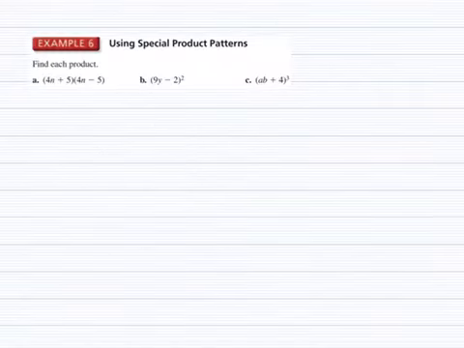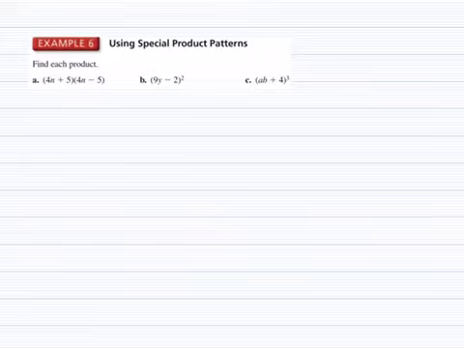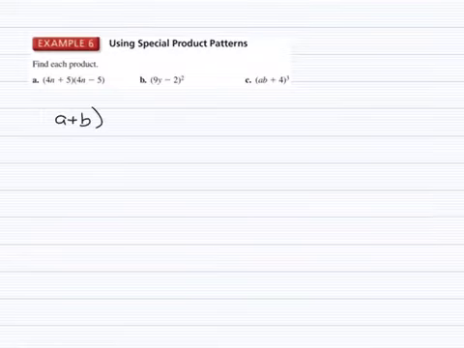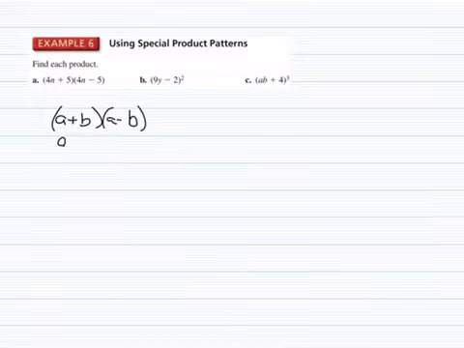Okay, so again, what they threw at us here are those other 3 patterns. We've seen the difference of perfect squares. So the sum and difference, if I FOILed this out, that'd be fine, and my middle terms would cancel. But we know that if I have a plus b times a minus b, my solution is going to be a squared minus b squared.